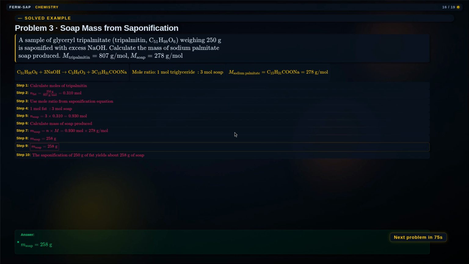Step 3. Calculate the mass of soap produced. The molar mass of sodium palmitate is 278 grams per mole. Mass equals 0.930 moles times 278 grams per mole. The answer is 258 grams of soap. The saponification of 250 grams of fat yields about 258 grams of soap.